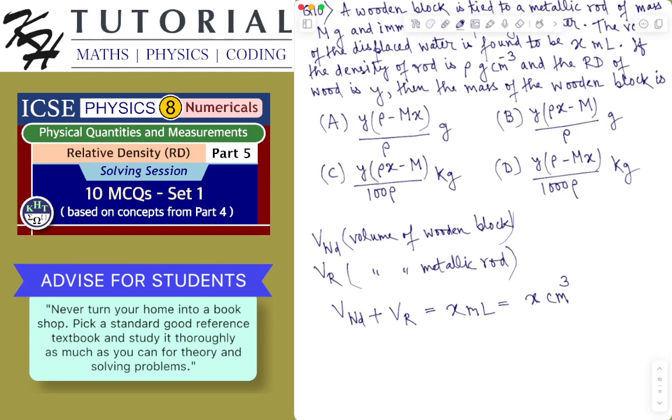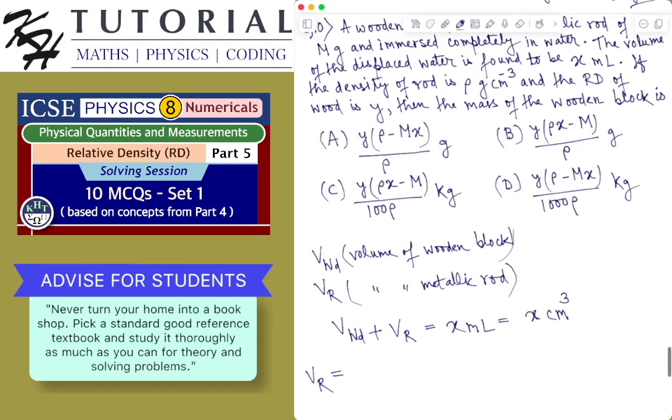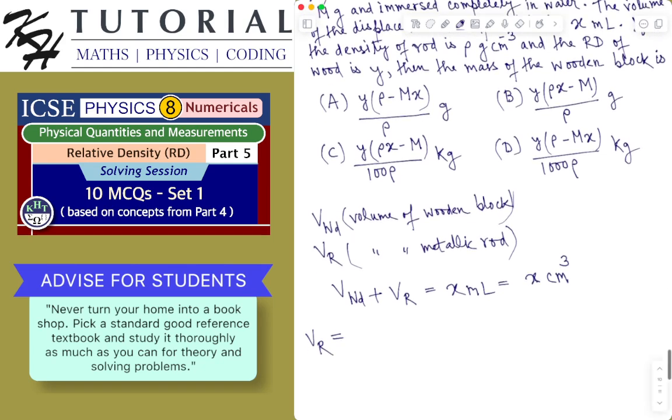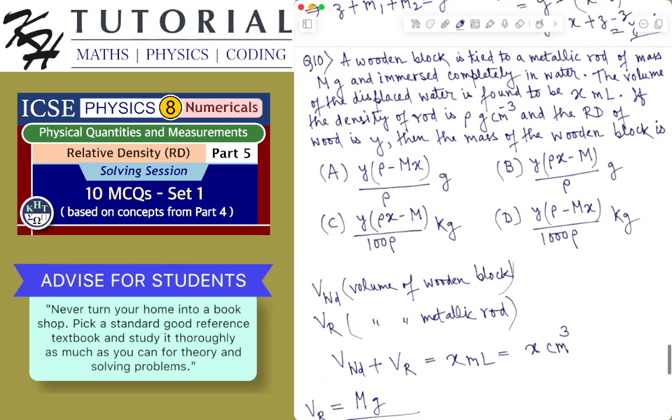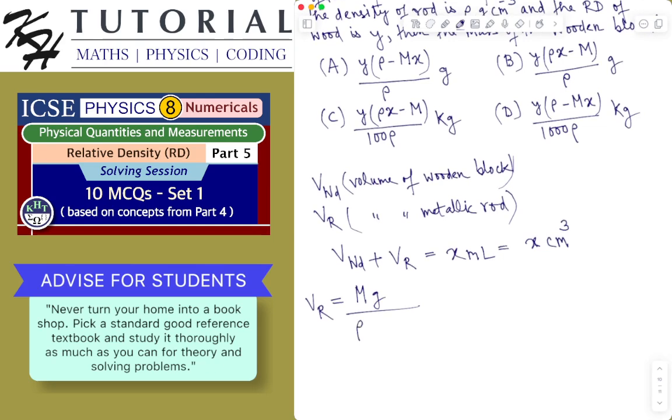So V_R, what is V_R? The volume of the metallic rod will be its mass divided by its density. The mass of the metallic rod is given to be M gram, divided by the density of the metallic rod, which is also given to be rho gram per centimeter cube. So we can easily know the volume of the metallic rod to be capital M by rho, this much centimeter cube. This is the volume of the metallic rod.